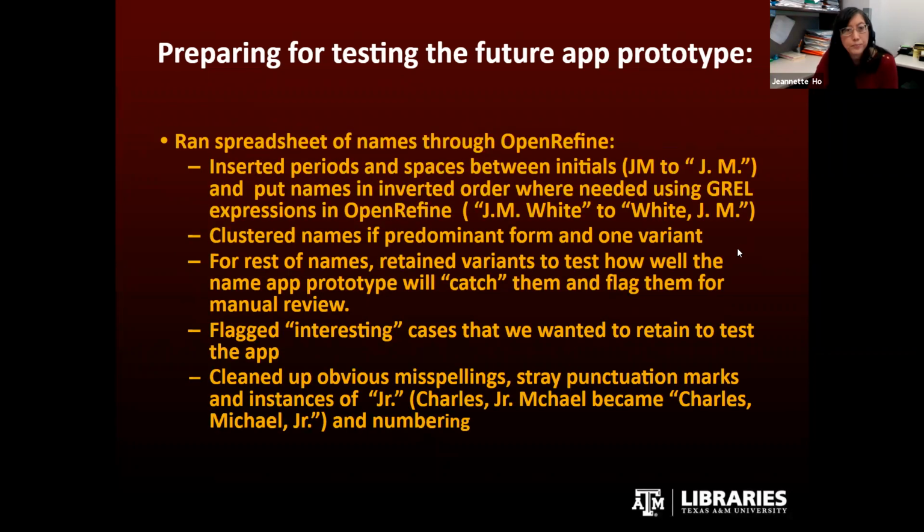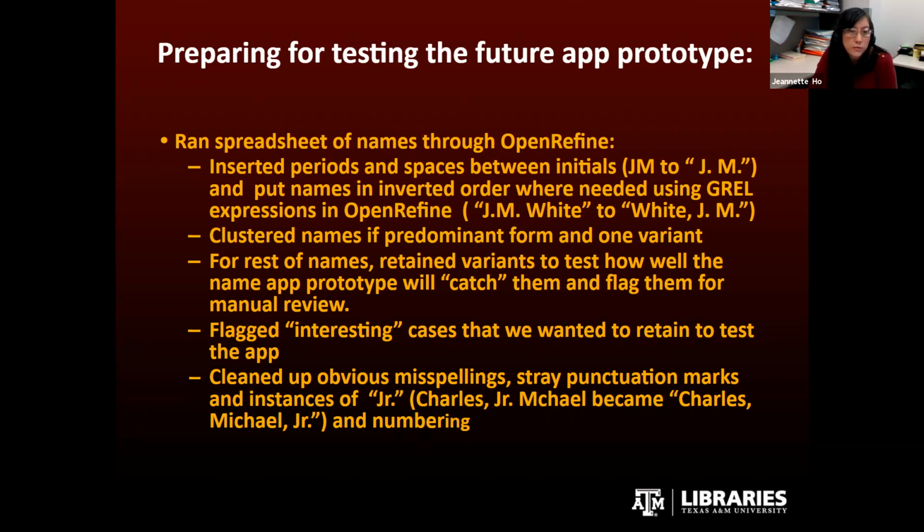So next slide. So we ran a CSV spreadsheet of names through OpenRefine. And so we tried to automate the cleanup as much as we could. One of the team members designed a grill that would let us do some cleanup, like inserting spaces and periods between initials, putting names in inverted order. We also took advantage of the clustering feature in OpenRefine. If there was one predominant form and one variant, we could be pretty sure it's the same person name because there's no other type of variant.